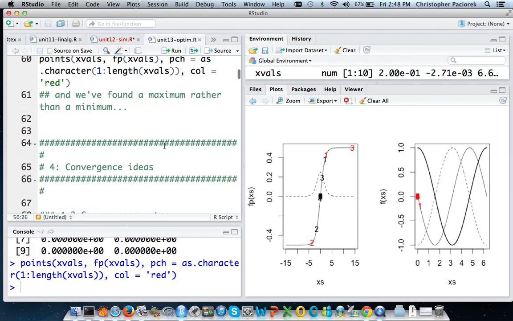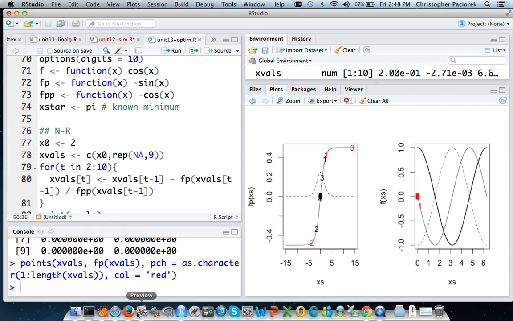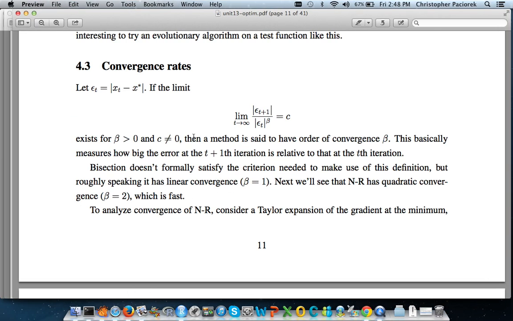Okay. All right, so now let's talk about convergence metrics.